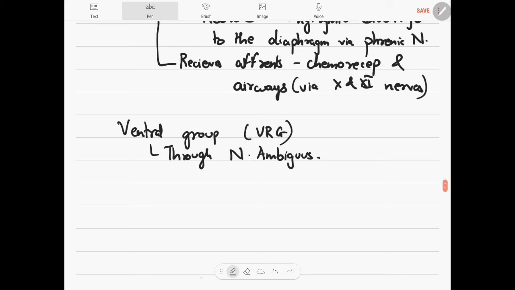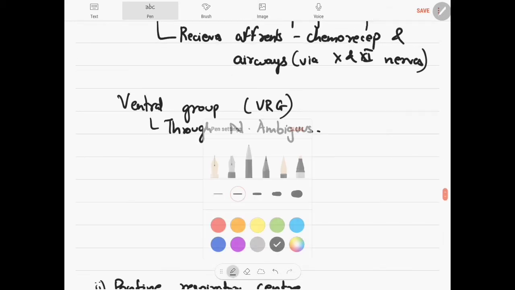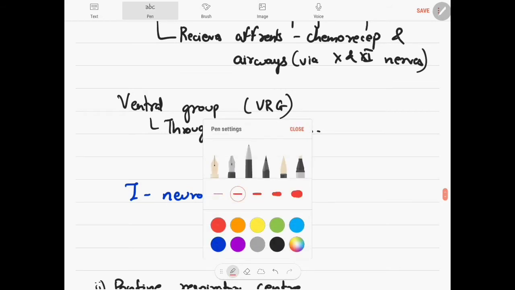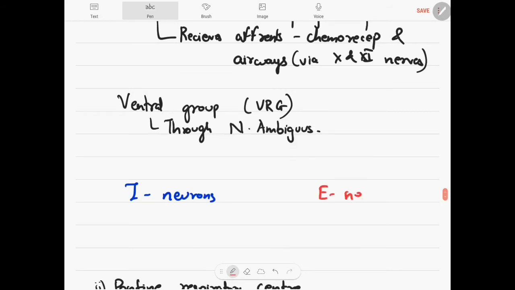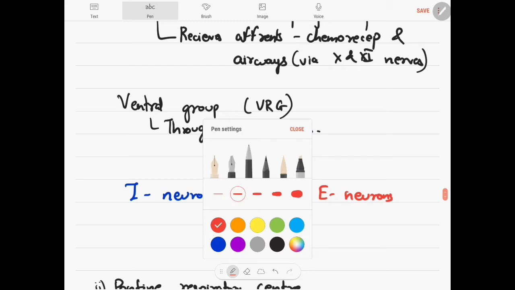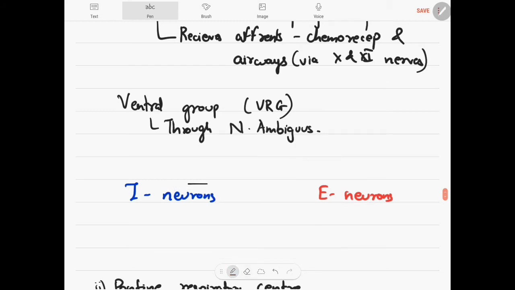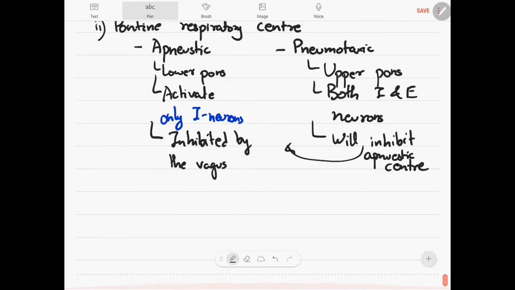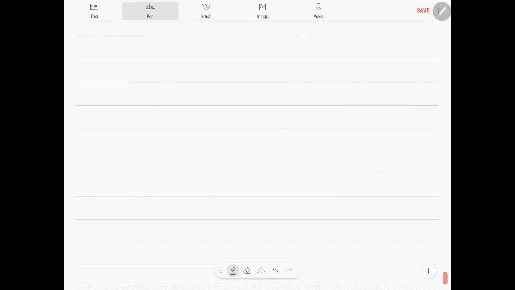It is important to note that the inspiratory neurons and the expiratory neurons are reciprocally innervated. What does reciprocally innervated mean? Reciprocally innervated is this will inhibit this and this will inhibit this. So now that we know about the respiratory centers, we'll move on.